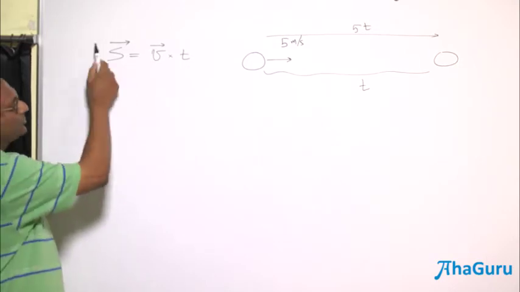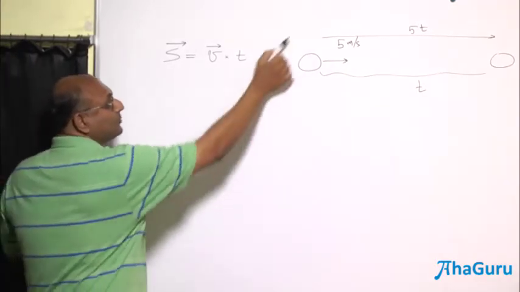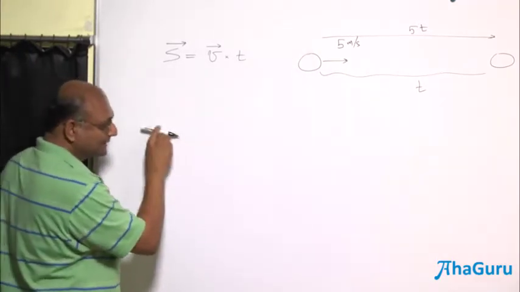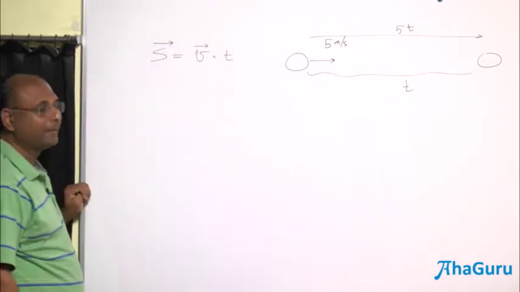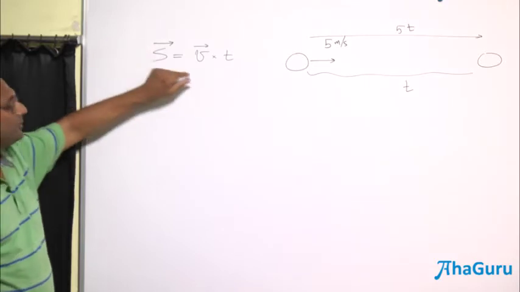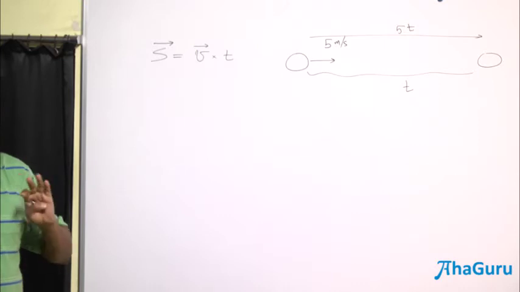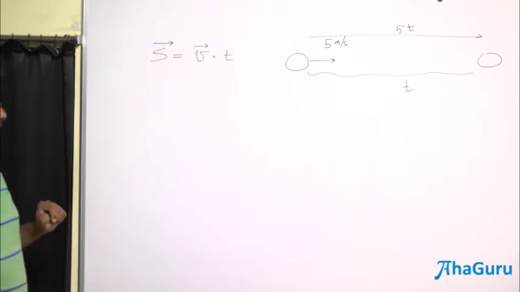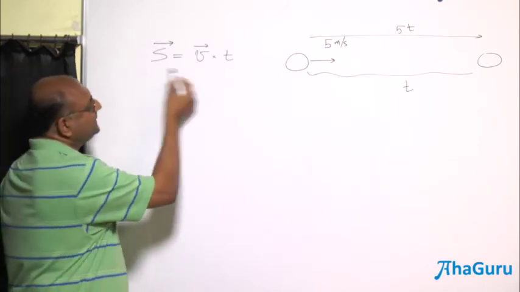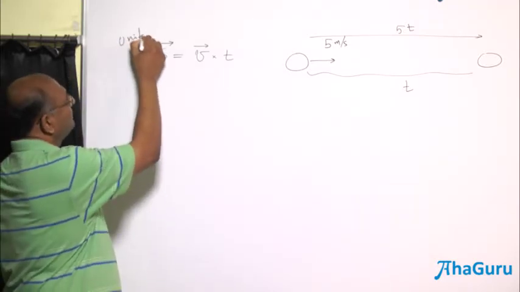I have put an arrow to mark the fact that this is a vector. Velocity could be like this, the displacement would be in that direction. Velocity is like this, the displacement would be in this direction. If I remove the arrow, then that means the displacement magnitude is velocity magnitude into time. Velocity magnitude is called speed. Okay. Now, this statement is only true for uniform motion.